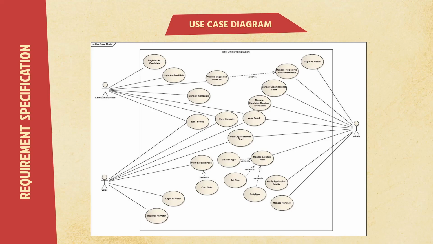As for the voter stakeholder, the voter can register, log in, view elections and cast a vote on that election, edit the profile, and view the campaign which is posted by the candidate. And as a candidate stakeholder, he can register and log in. The candidate can suggest voters if he is registered in a public election, manage the campaign, edit the profile, and also view the campaign.